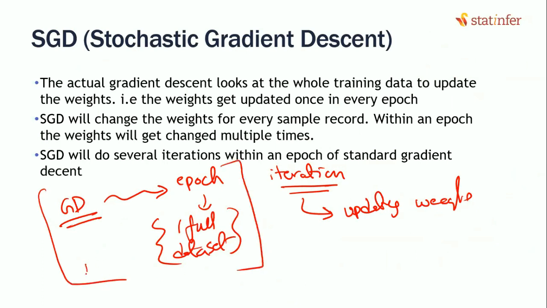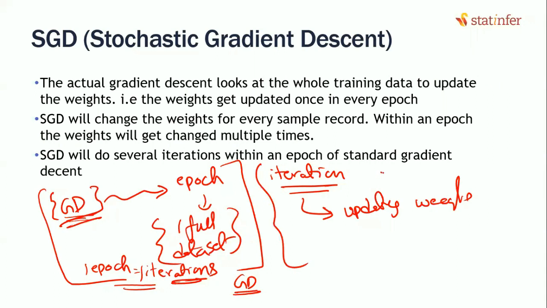So in one epoch, how many iterations will there be in the gradient descent algorithm? One iteration means one updating of the weights. So in one epoch, how many iterations will there be in the original gradient descent algorithm? One epoch equals one iteration in gradient descent. Are you with me, all of you? Because you will send the full data, calculate the full error, update the weights. But this is tedious, especially if you have a large data set.